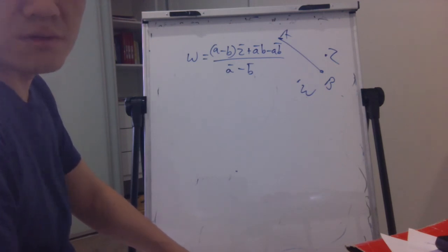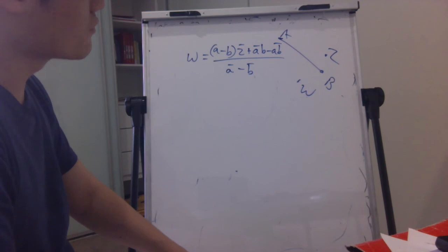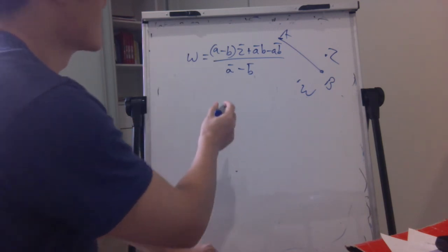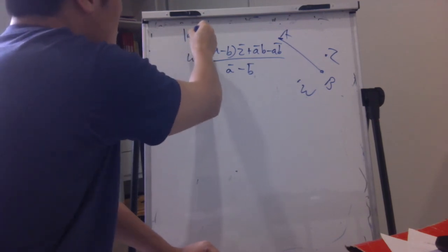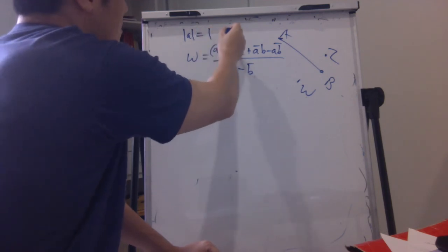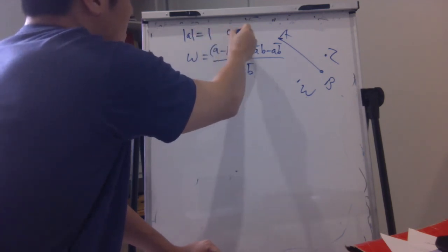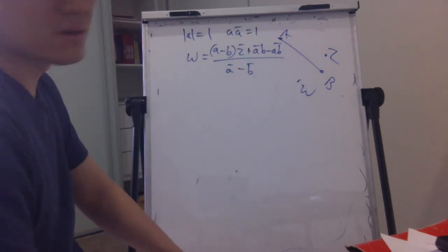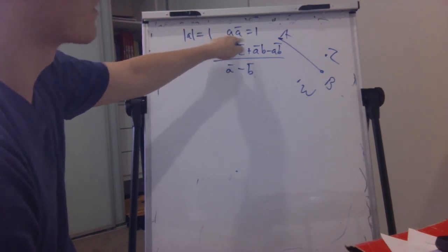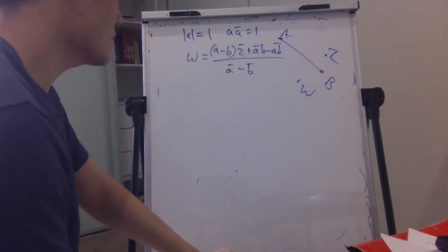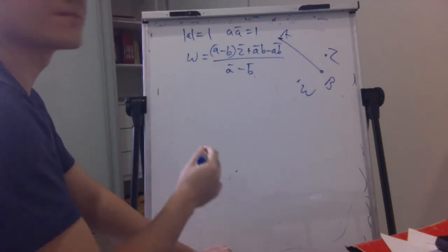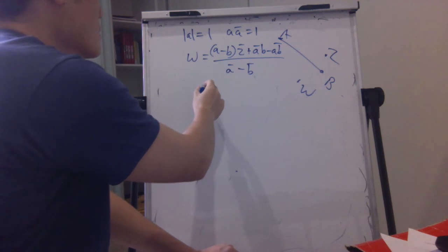So maybe you want to try this for yourself first, but if A and B are unit vectors, this formula simplifies dramatically, okay? So what does it mean to be a unit vector? So the modulus of A equals 1, right? So this is also A times A bar is equal to 1. So they're sort of reciprocals of each other, okay? So, yeah, you might want to try this yourself.